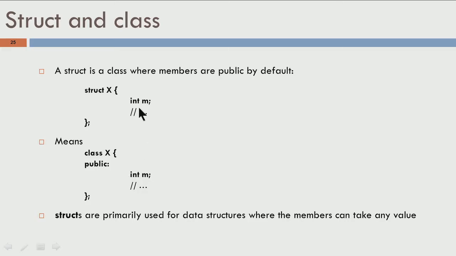Whereas, if this had been a structure, struct X with int m, by default that is actually equivalent to a class X with m being a public variable. Structs are primarily used for data structures where the members can take any value, whereas you use classes whenever you want something hidden from the programmer. So, the programmer should get clean interfaces like insert, delete and so on, and whatever manipulation is happening internally need not be exposed to the programmer.